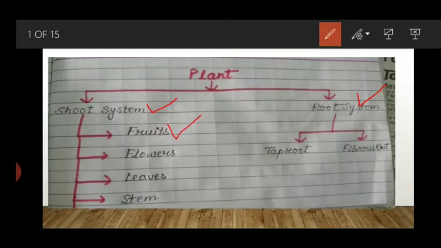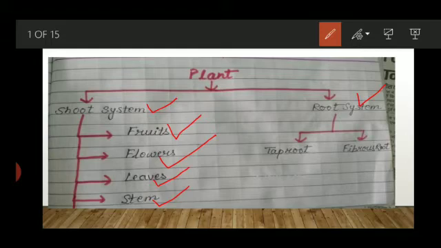Number one, fruit, number two, flowers, number three, leaves, number four, stem. I hope you know what the parts of the shoot system are. The parts which are above the ground are known as the shoot system, and these are the different parts of the shoot system that you can see in a plant above the ground.